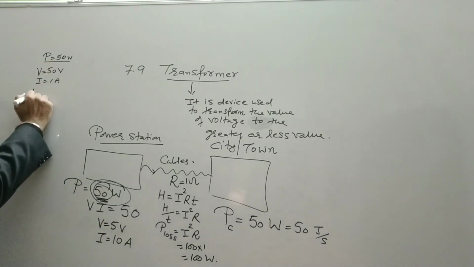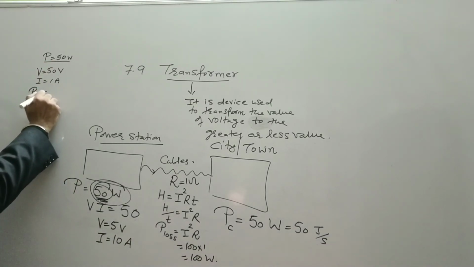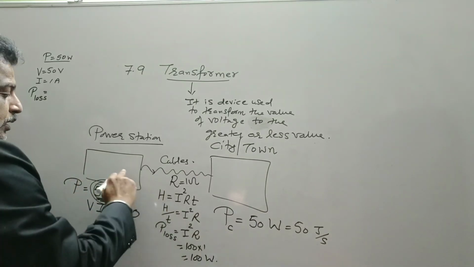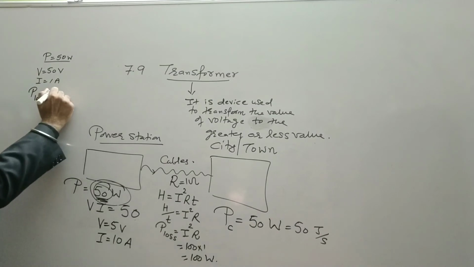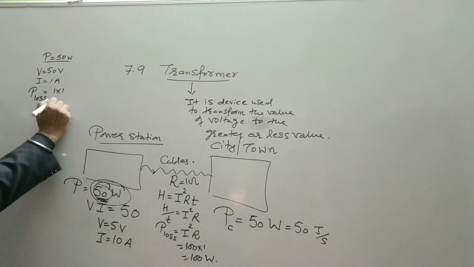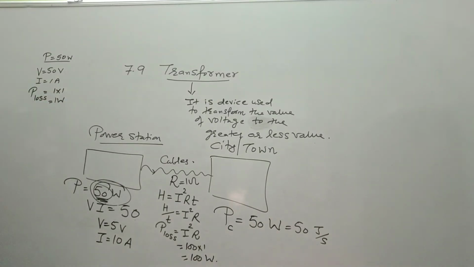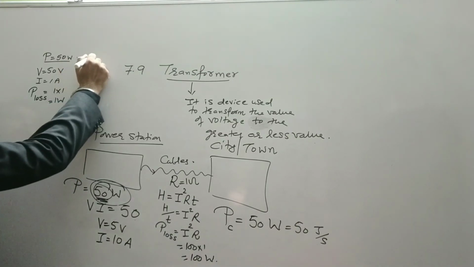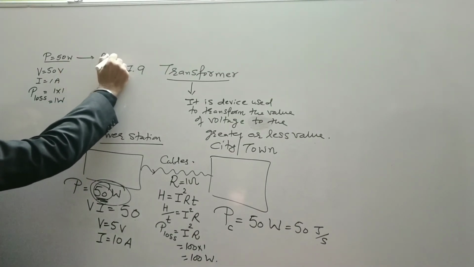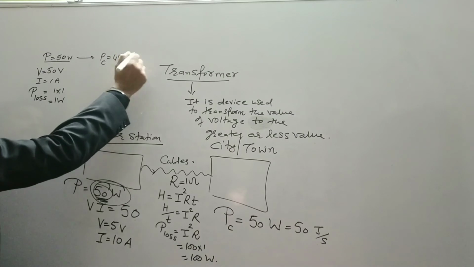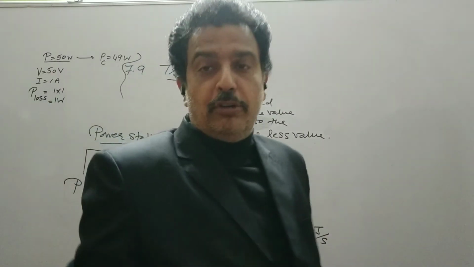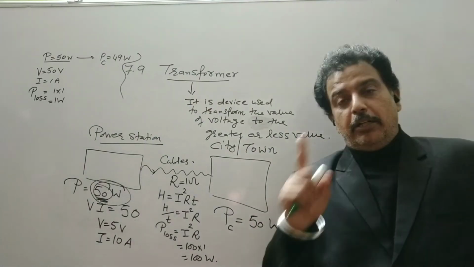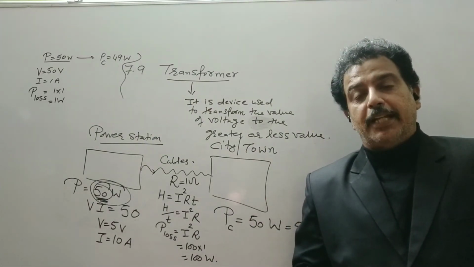Now what will be the power loss in the transmission of this current from one place to another? So now it is 1 ampere. So 1 square into 1. Only 1 watt power is lost. So of this 50 watt power, at the city the power supplied is 49 watt. So there is a loss of 1 watt power, that is 1 joule per second.